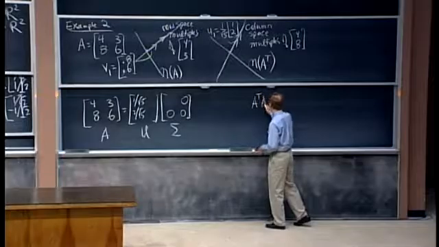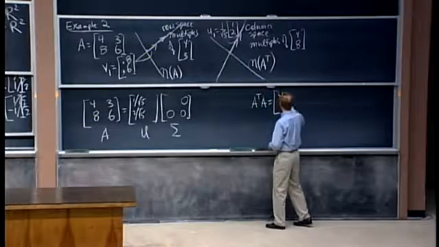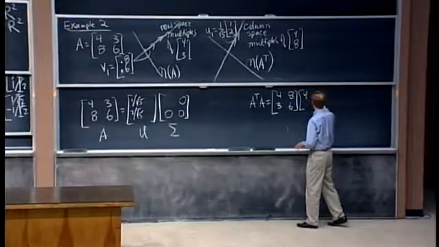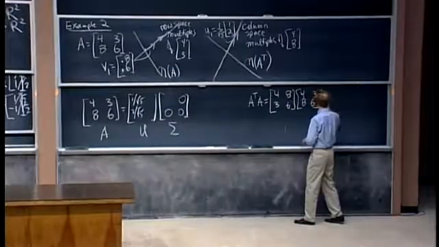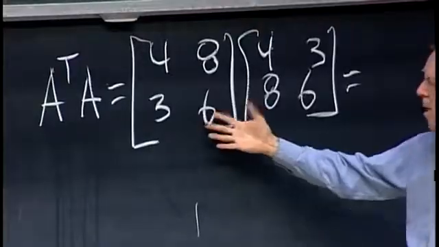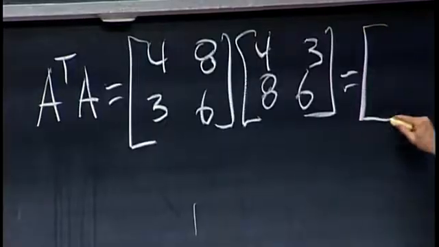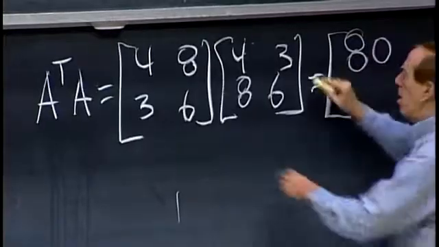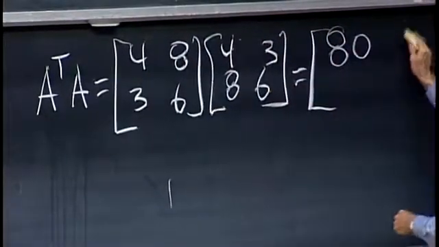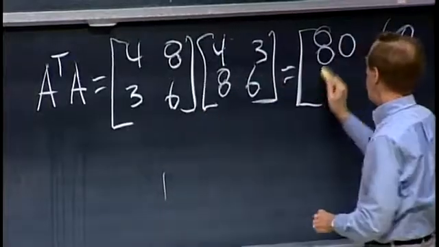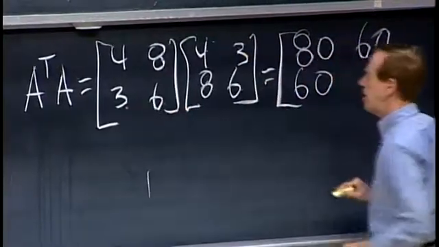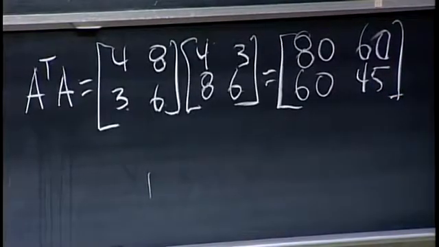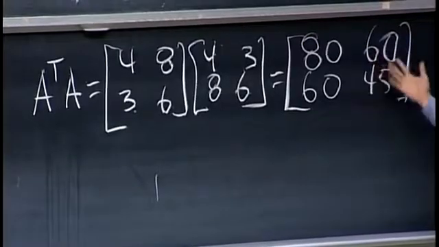A transpose A is 4, 3, 8, 6 times 4, 3, 8, 6. This is a rank 1 matrix, the whole thing will have rank 1. That's 16 and 64 is 80. 12 and 48 is 60. 12 and 48 is 60. 9 and 36 is 45. It's a rank 1 matrix, of course. Every row is a multiple of 4, 3.